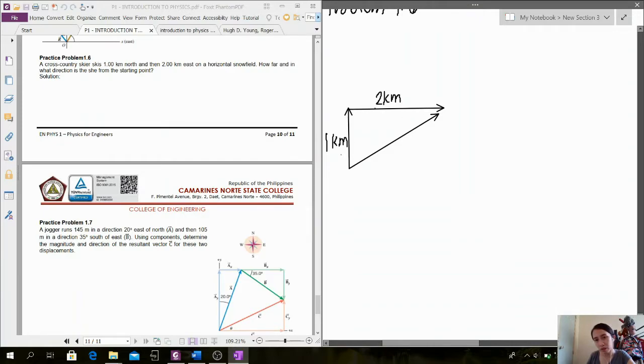So, by observation, we know that the vector here has no x component. So, we have the y component only. And another vector here, we do not have a y component. This is only the x component. So we can say that the y component of the resultant vector, say r, is equal to 1 kilometer due north, and the x component of the resultant vector is equal to 2 kilometers due east. So for the magnitude of the resultant vector, we can directly use the Pythagorean theorem.